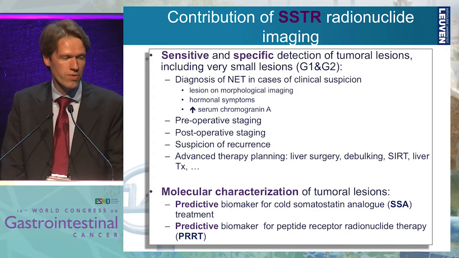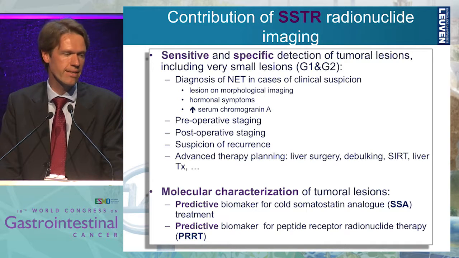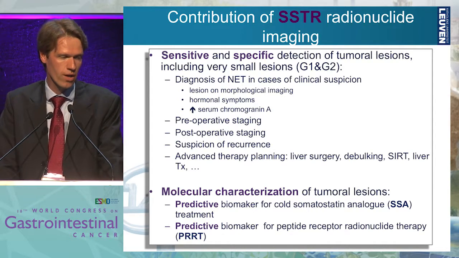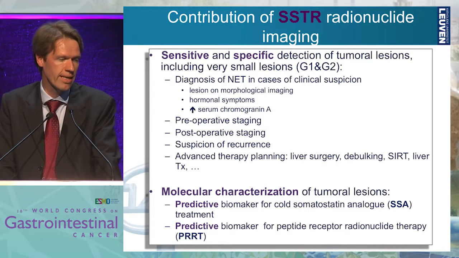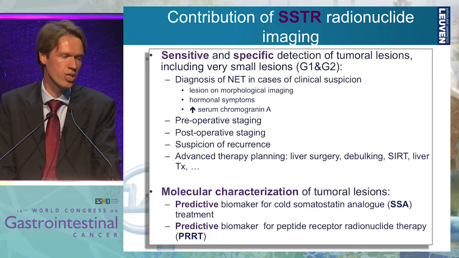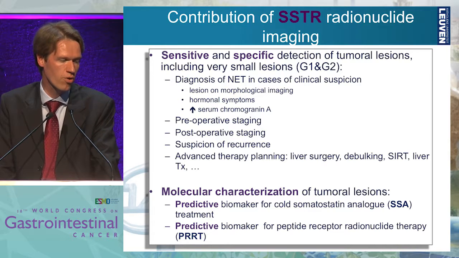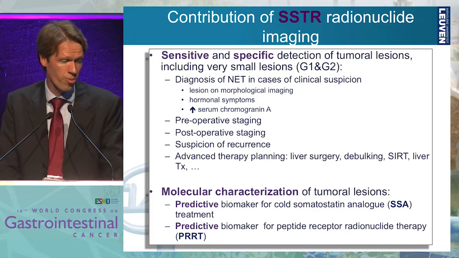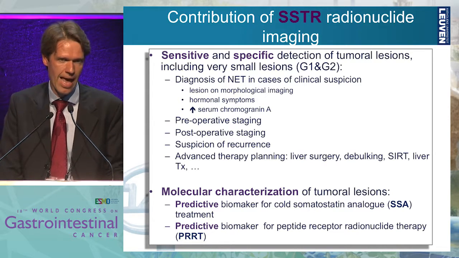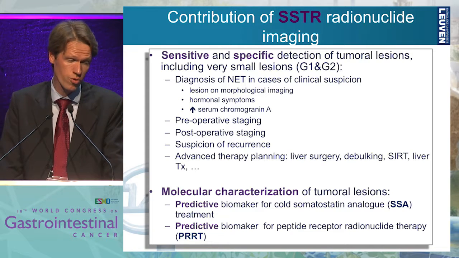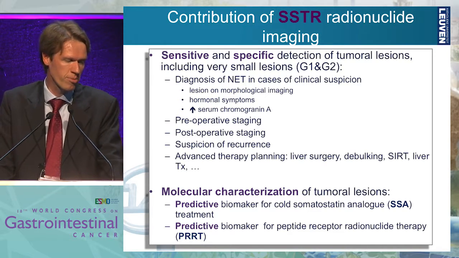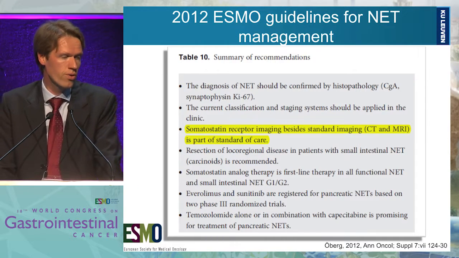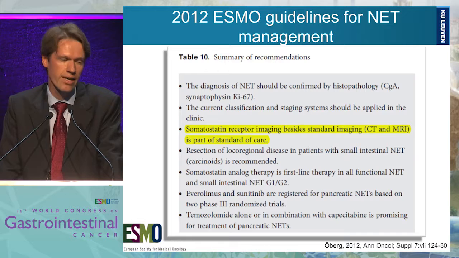Now, the contribution of somatostatin receptor radionuclide imaging is that it's a sensitive and specific detection of tumoral lesions, including very small lesions in grade 1 and grade 2. It can help to make the diagnosis of NET in cases of clinical suspicion based on morphological imaging, hormonal symptoms, or elevated chromogranin A. And it is useful in pre-op and post-op staging, suspicion of recurrence, and in advanced therapy planning. But it can also be useful to perform molecular characterization of the lesions, and so it is actually a predictive biomarker for somatostatin analog treatment and for PRRT. So it is included in the ESMO guidelines, and it is part of standard care.